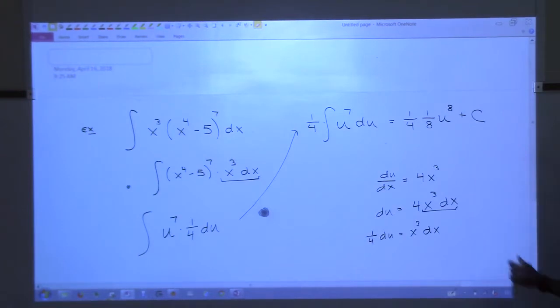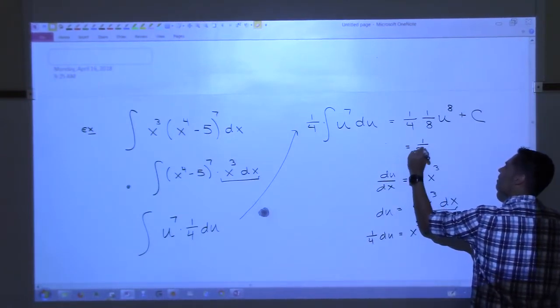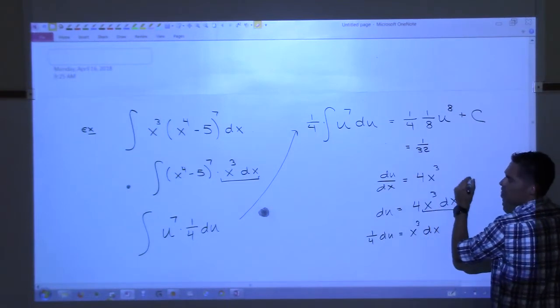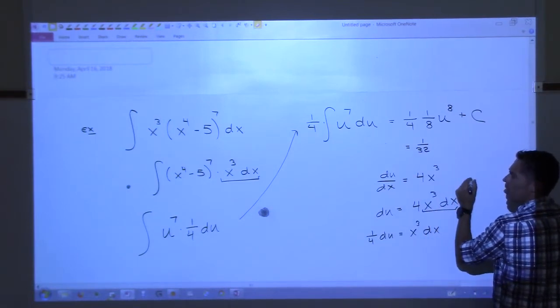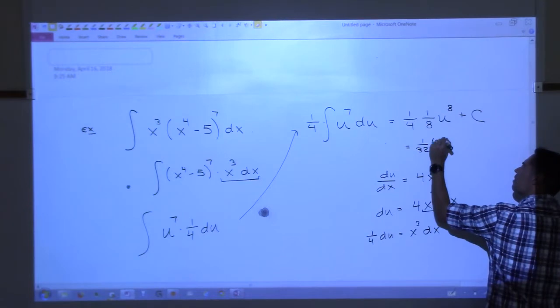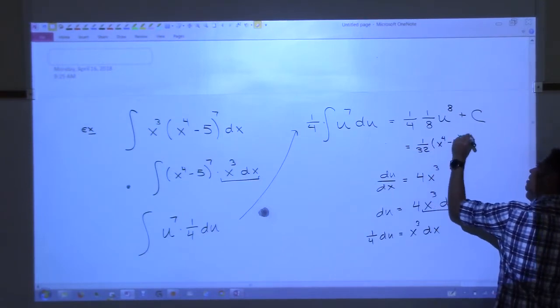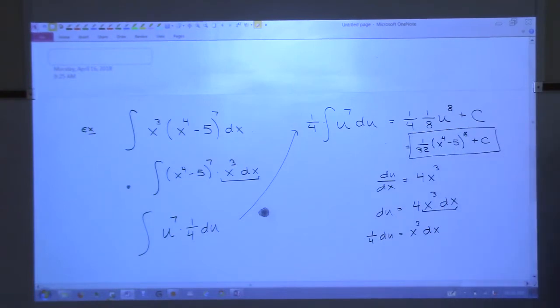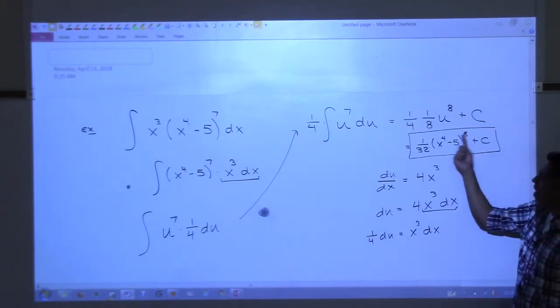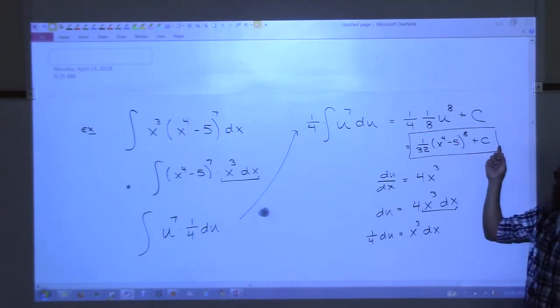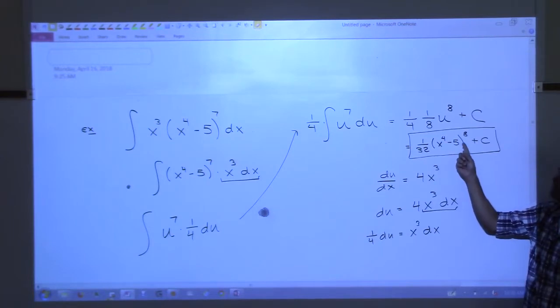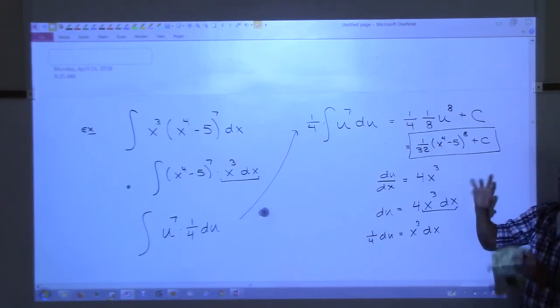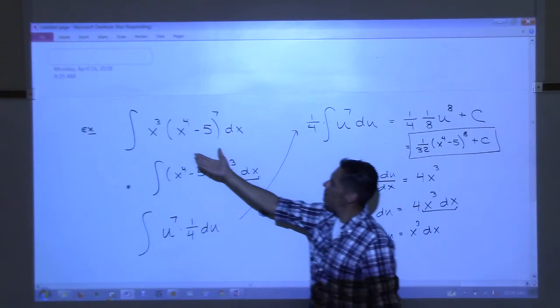All right, this is it. 1/32 u to the 8th. What's u? I erased it. It was x to the 4th minus 5, right? To the 8th plus c. And you could check that by taking its derivative. After you do the chain rule appropriately, 8 will come out, the power will come down to 7. Derivative of the inside is 4x cubed. The 4 and something will cancel. And at the end of the day, you should get this.